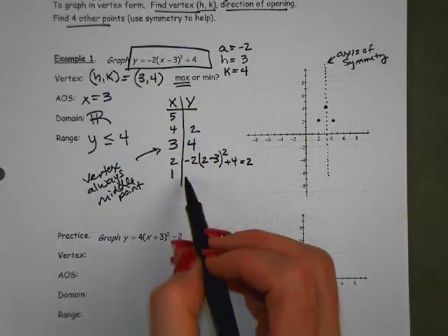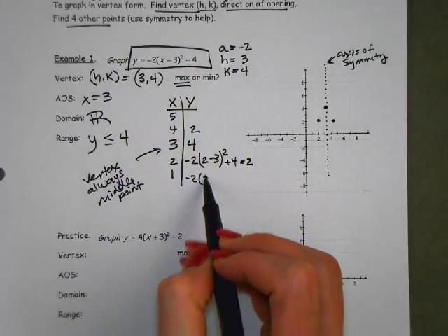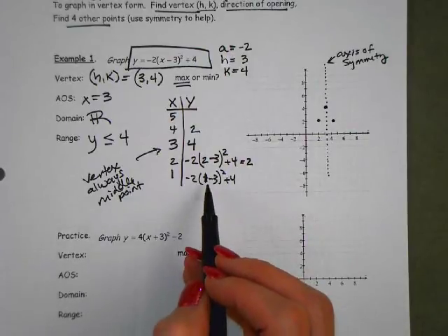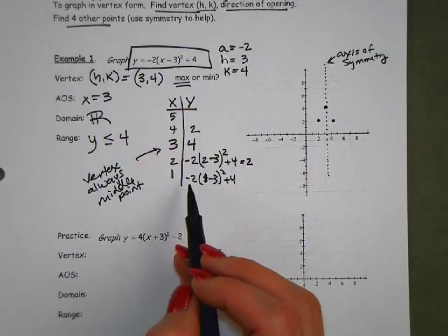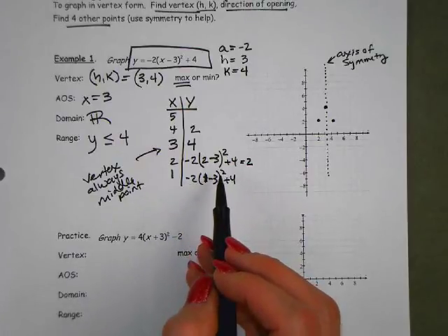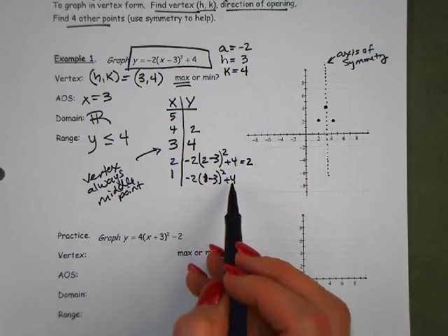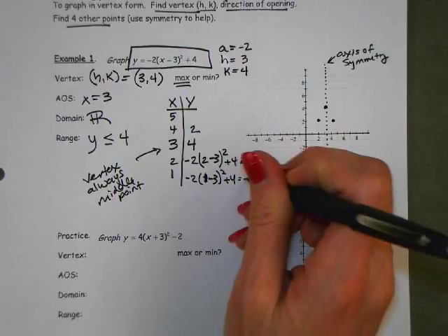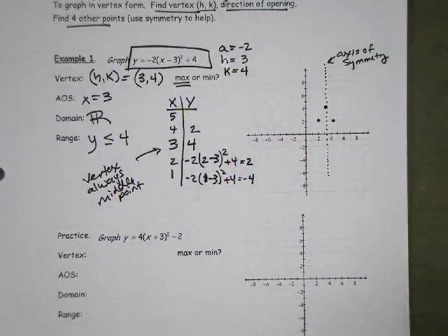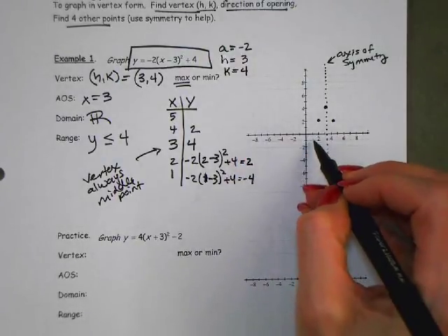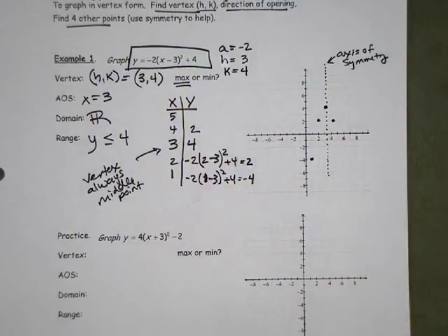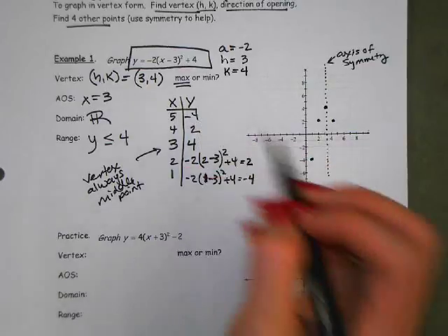Alright, so then let's do 1. I'm going to have -2 times 1 minus 3 squared plus 4. So that's going to be -2 squared, which is 4. 4 times -2 is -8, and then plus 4 becomes -4. Okay, so I can go 1, and then go all the way down to -4. So what would 5 be? -4.